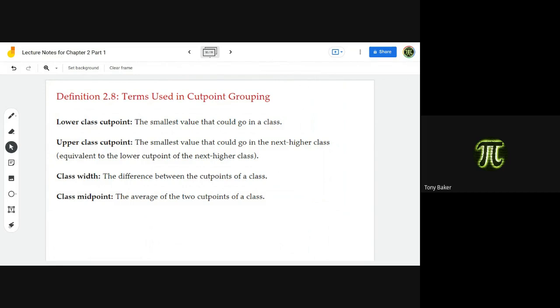Class width, same thing. It's the difference between the 2 cut points. So if you subtract 140 and 120, you get 20, which was what we wanted. And the midpoint is, again, the same thing. It's the average of the 2 cut points of a class. So between 120 and 140, it would be 130, would be the midpoint of that one.